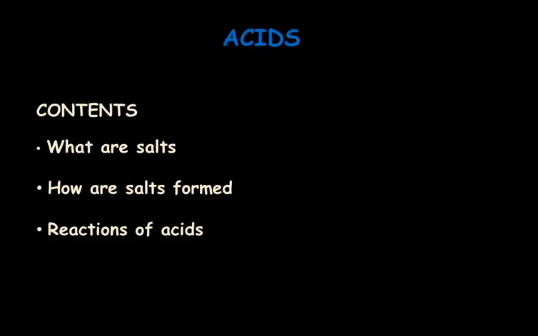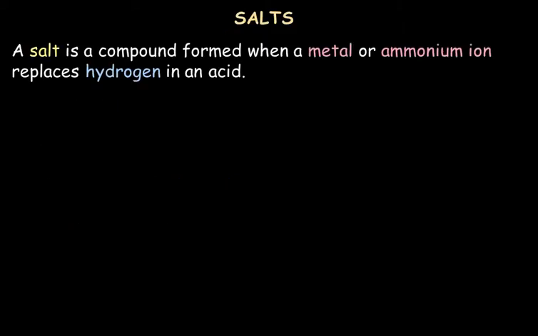In this video, we will learn about what salts are, how salts are formed, and what the main reactions of acids are. So let's first understand what a salt is. A salt is a compound formed when a metal or ammonium ion replaces hydrogen in an acid. Now we have learnt in our earlier video what acids are. Acids are the substances which can donate hydrogen ions, that is, which can donate protons to another substance.